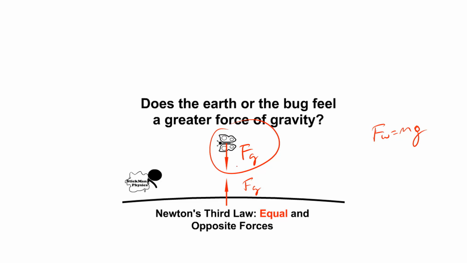But the force on each of these is going to be the exact same. Earth is pulling on the bug as much as a bug is pulling up on the Earth. And the net result, though, is because of the mass being so small, the acceleration is going to be much bigger for this bug over here.